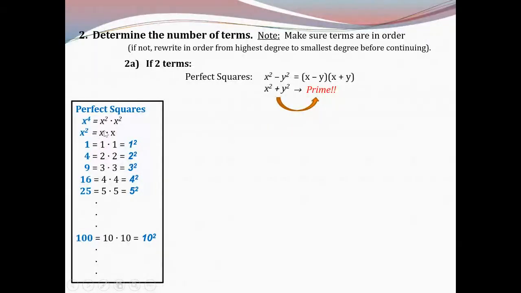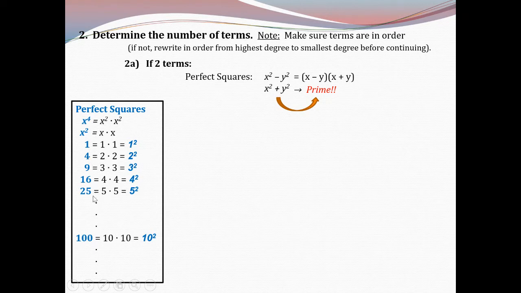Perfect squares means what two numbers multiplied by themselves will give me an expression on the left. So for example, x times x will give me x squared. So x squared is a perfect square. 1 is a perfect square because 1 times 1 will give me 1. 4 is a perfect square because 2 times 2 will give me 4, right, and so forth.